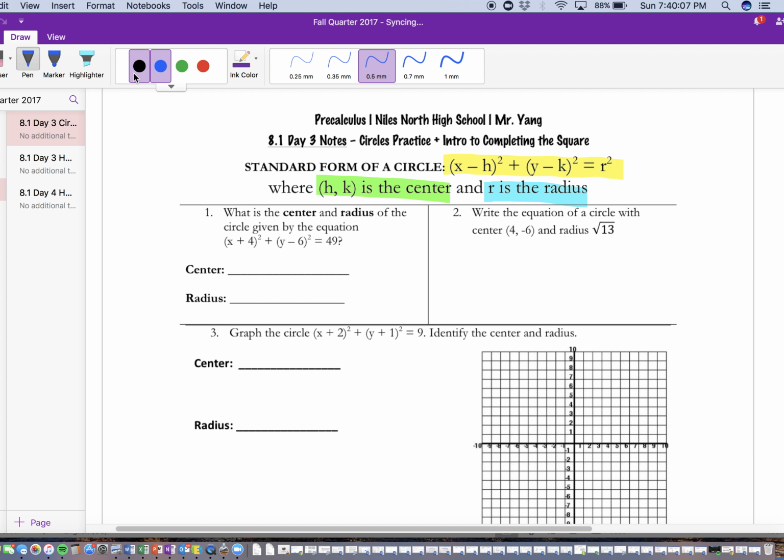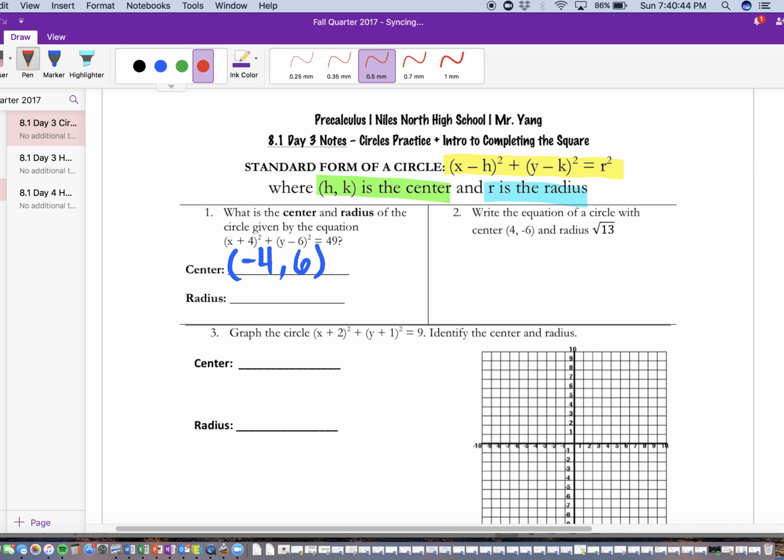So if we take a look at example 1, it says, what is the center and radius of the circle given by the equation (x plus 4) squared plus (y minus 6) squared equals 49? Okay, so if I'm looking at this equation here, and I know that (h, k) is my center, well, remember, we always have to take the opposite of what's on the inside of our parentheses. So what's the opposite of positive 4? It's negative 4. And what's the opposite of negative 6? It's positive 6. Okay, so the center of the circle is at (negative 4, 6).